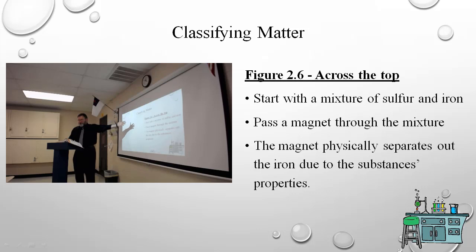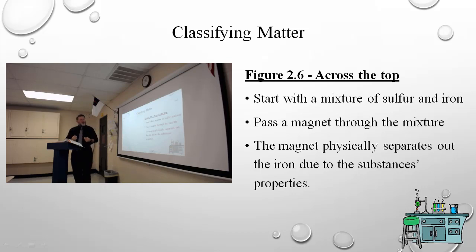So look across, and I want to explain figure 2.6 across the top, and then we're going to walk across the bottom. On the top picture, what they show you there is sulfur, which is yellow, and iron, which is black, and it's all mixed together, okay? So the scientist or the person in the lab, they've got a mixture of black and yellow powder. The yellow is sulfur, the black is iron.